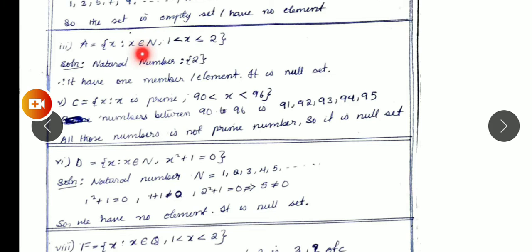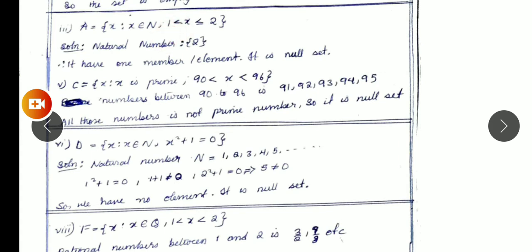Now look at x belongs to N, x belongs to natural numbers, where x is a natural number which is greater than 1 but less than or equal to 2. So this means 2. Greater than 1, less than or equal to 2.